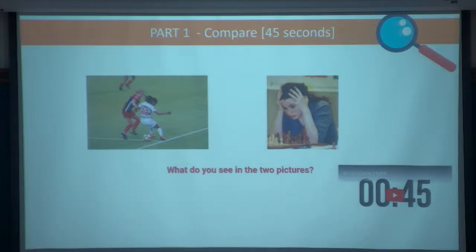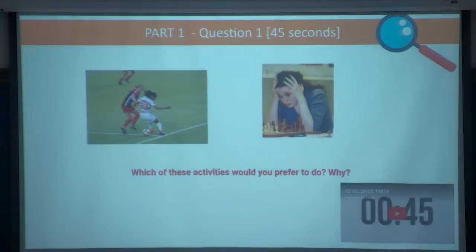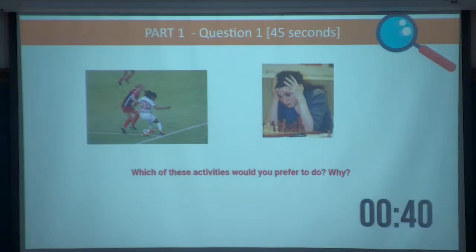Okay, you're done with the first one. Can we try the second one? Okay, this is the second question. And your 45 seconds starts now. Which of these activities would you prefer and why? Okay, try this one. More energetic games.